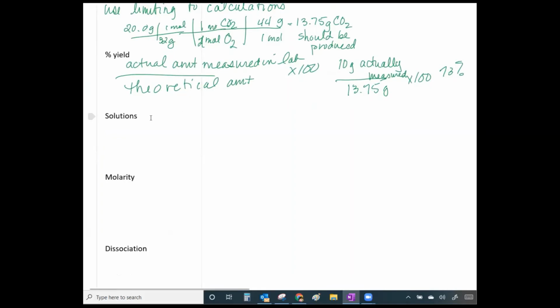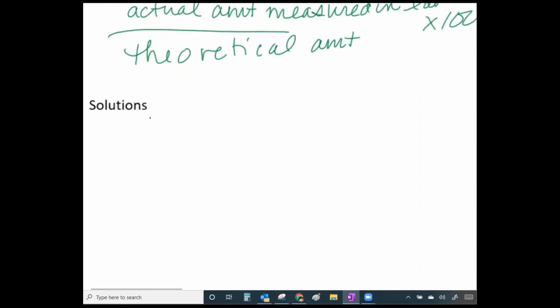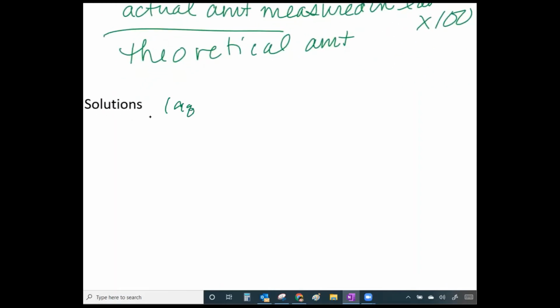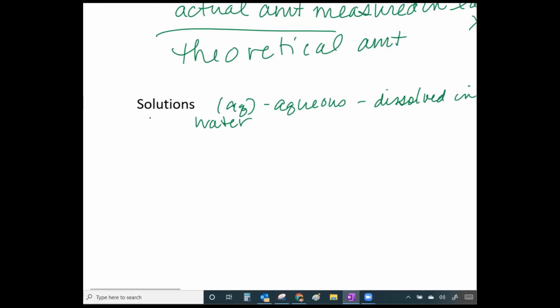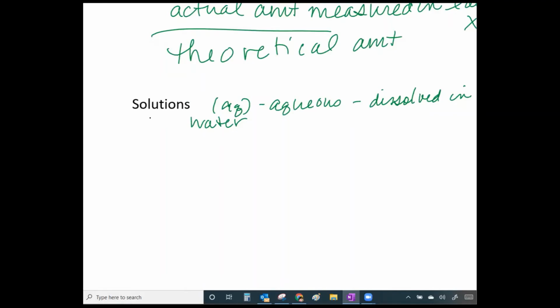All right, solutions. A solution is something where you have something dissolved in another substance. We were talking about liquid solutions. We use this when we talk about something that is dissolved. So we're talking about solution chemistry with water. All right. And what we're going to look at are the double replacement reactions.